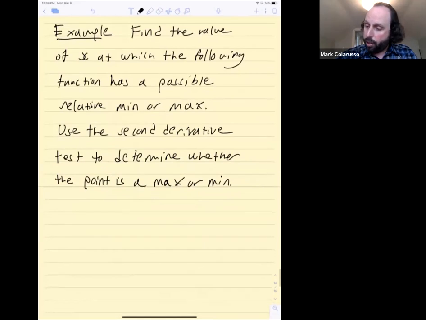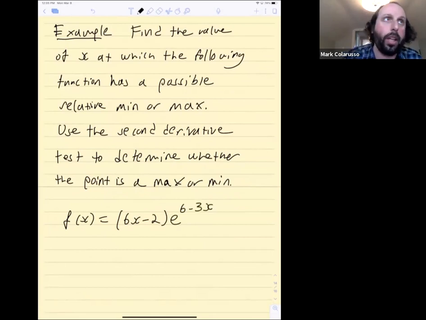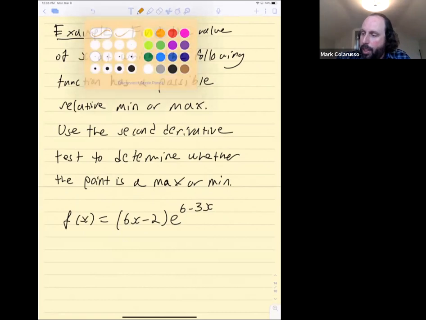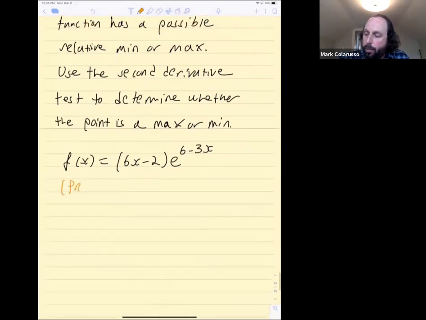Okay, so what's the function? The function we're told to work with is f(x) = (6x - 2) times e to the (6 - 3x). So it's a little more complicated than what we've been dealing with in the past. Remember the procedure: this procedure for finding the max and min is still the same. It's the same procedure we've talked about for weeks now. The procedure for finding the max or the min is the same as it's always been.